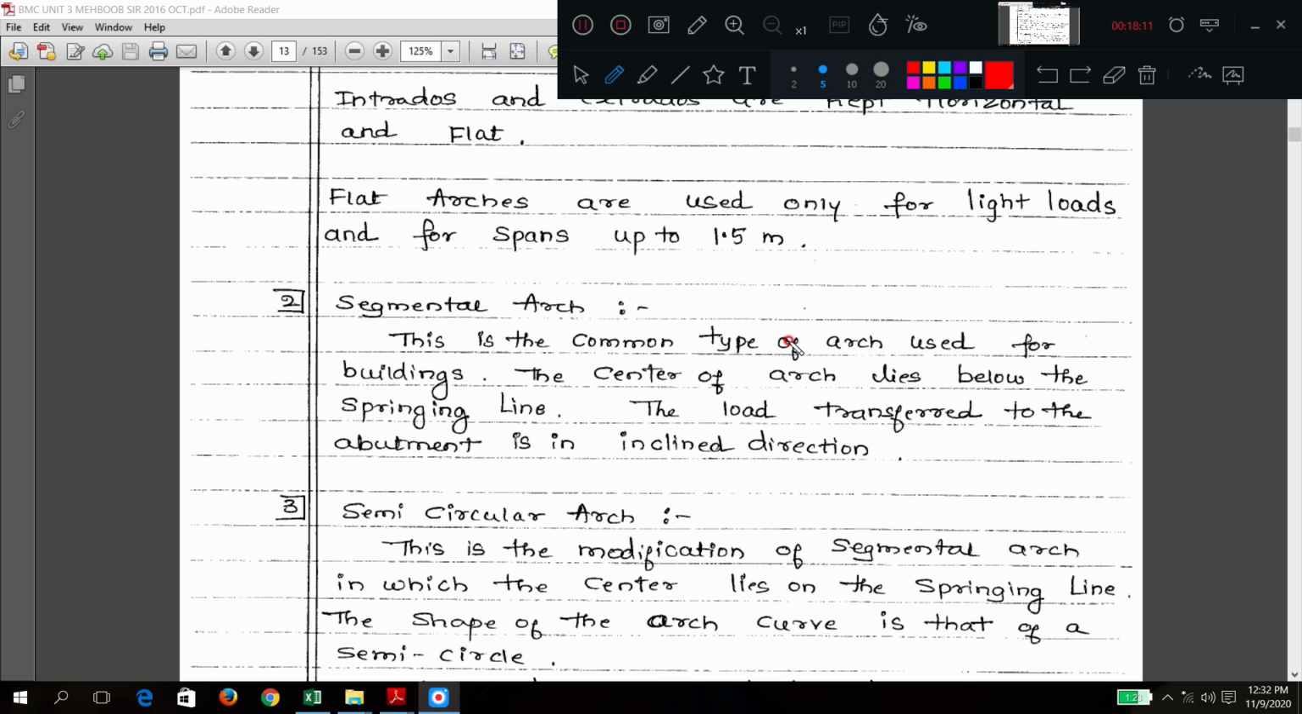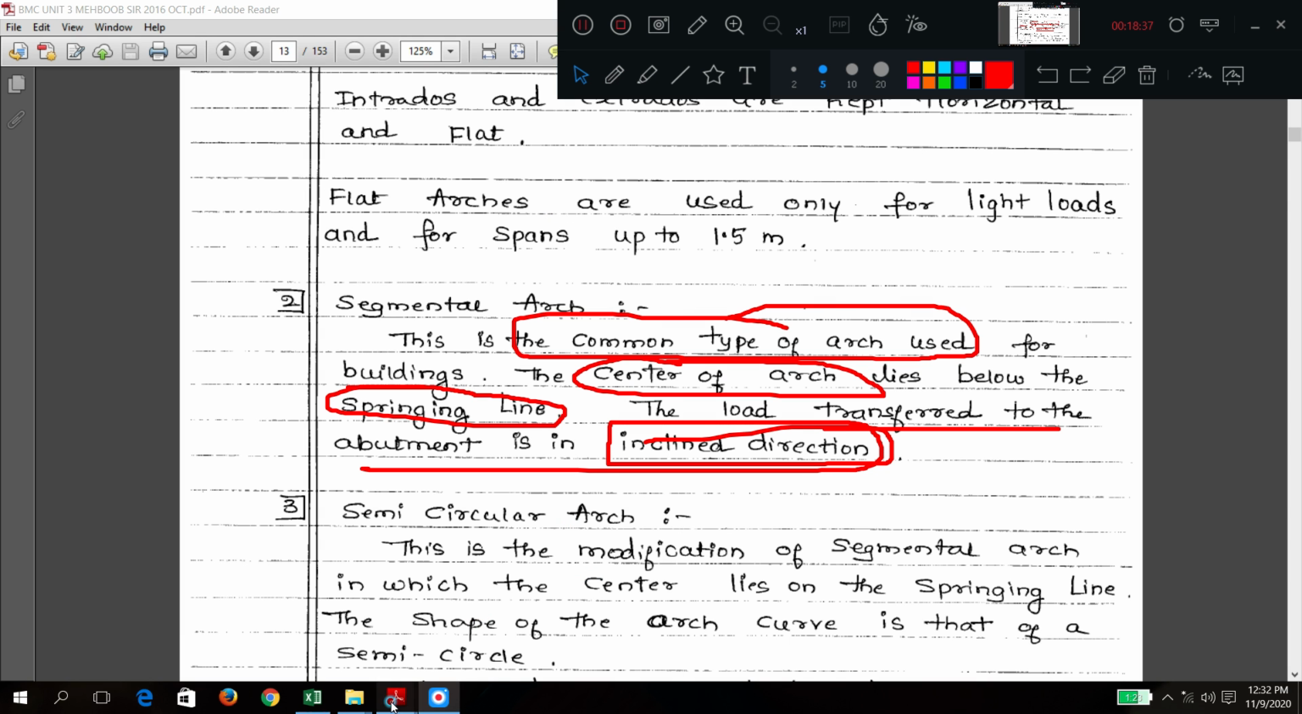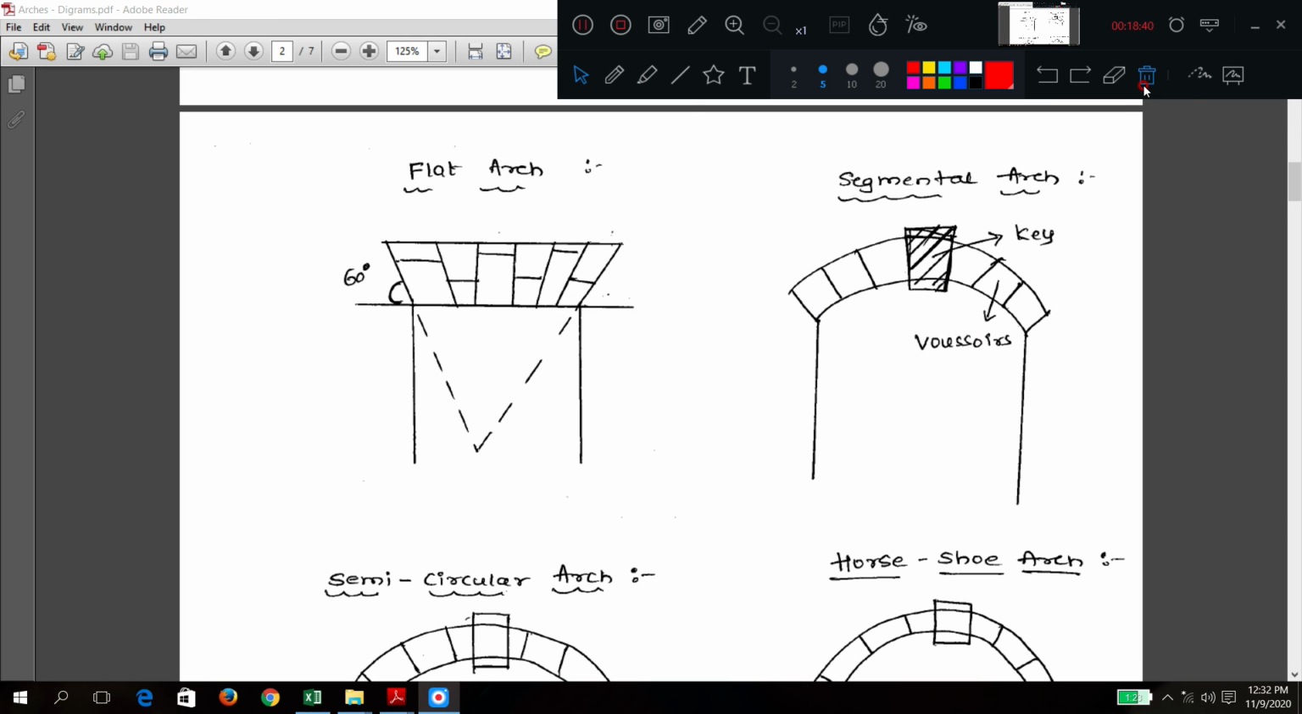Segmental means it is a very common type, generally we use it. Whatever explanation we are doing now is with respect to segmental only. Here the center of the arch lies below the springing line, and load is transferred to the abutment in inclined direction. Two points. So we can go to the diagram here. Now, this is the typical segmental arch.